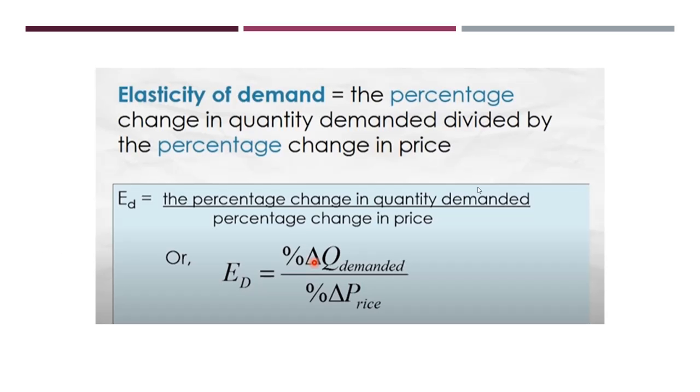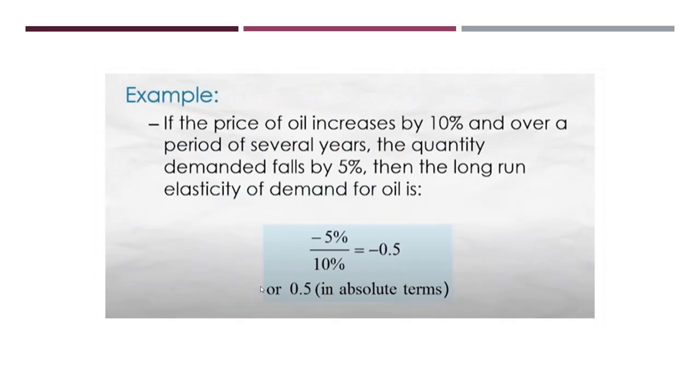So the elasticity of demand is the percentage change in quantity demanded divided by the percentage change in price. Here you will see that the elasticity of demand is equal to the percentage of delta. Delta here is the symbol of change. So you can read it as the percentage change in quantity demanded divided by the percentage change in price. So that is its formula.